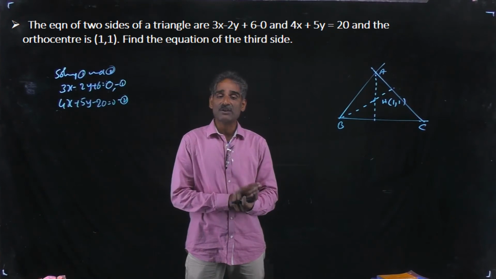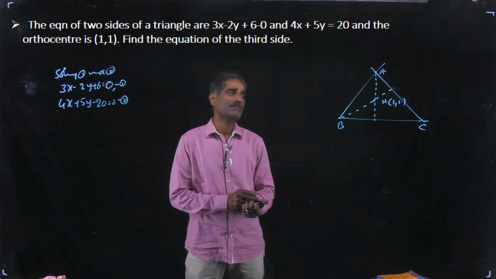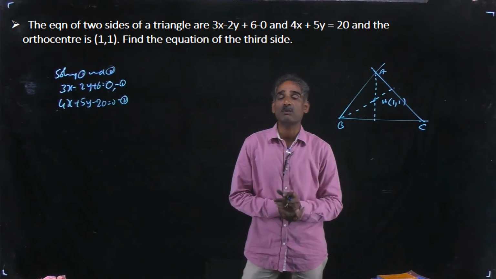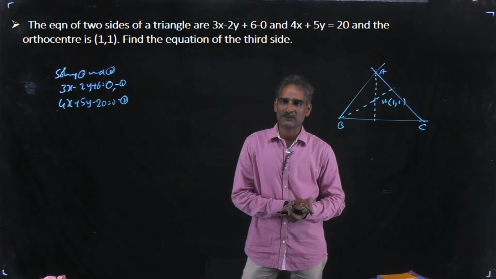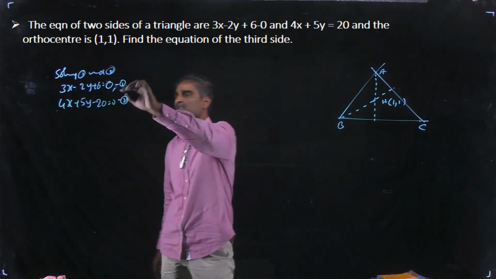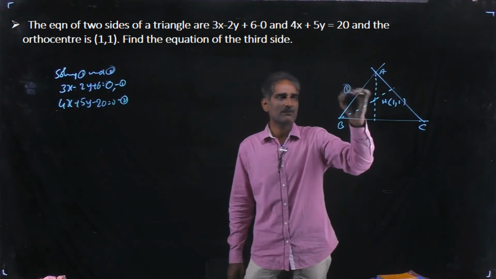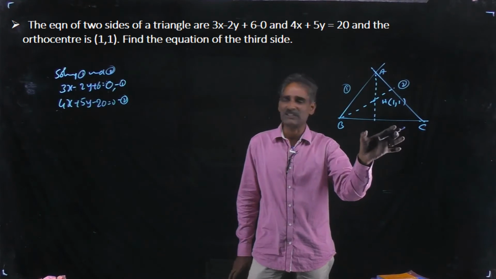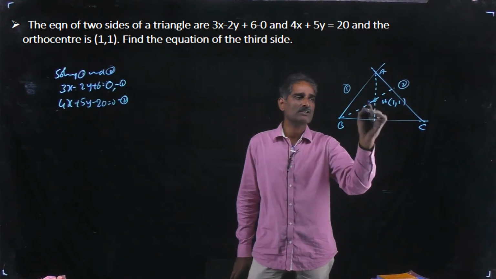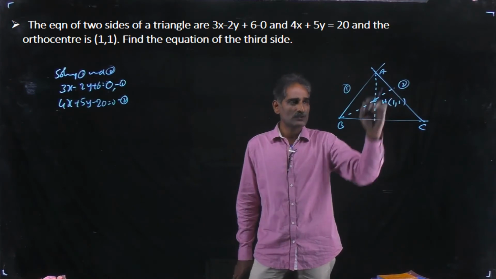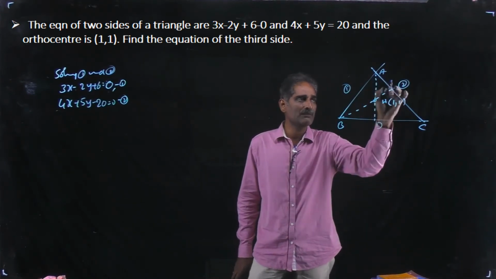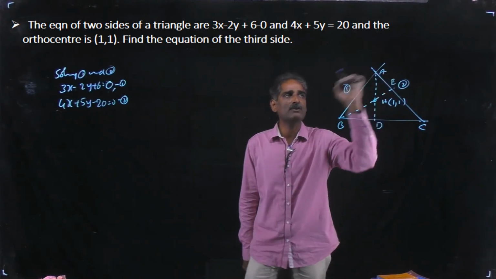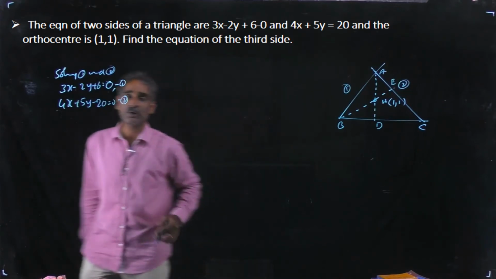Okay. The equations of two sides of a triangle are given, and the adjacent is (1, 1). Find the third vertex. So let us take this as the first equation and this as the second equation. This is the position of the first one and this is the position of the second one. We have to find the equation of BC. Adjacent is the point of intersection of all twos, so let us take AD, BE as the two altitudes intersecting at (1, 1). First of all, try to find the point A. A is nothing but the intersect point of 1 and 2.